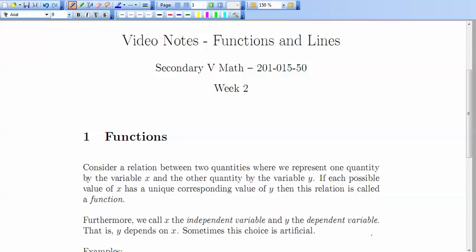Hello, today we're going to talk about functions. We'll be studying many functions throughout the course, so today we'll just have a brief introduction as to what a function is.